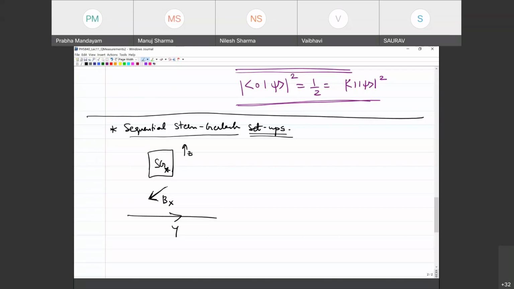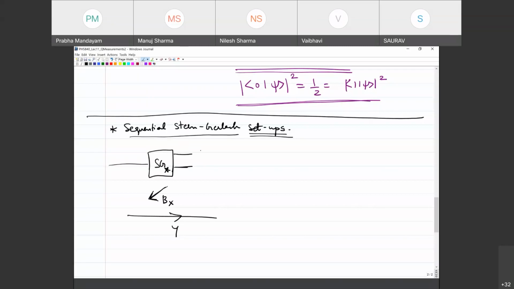And I can play the same game. I again send a beam of particles, or I send a single electron. And again, it's easy to see that you're going to get the same kind of results, which is that because the spin along X is also quantized, right? It has one of two possible values, plus or minus h bar by 2.